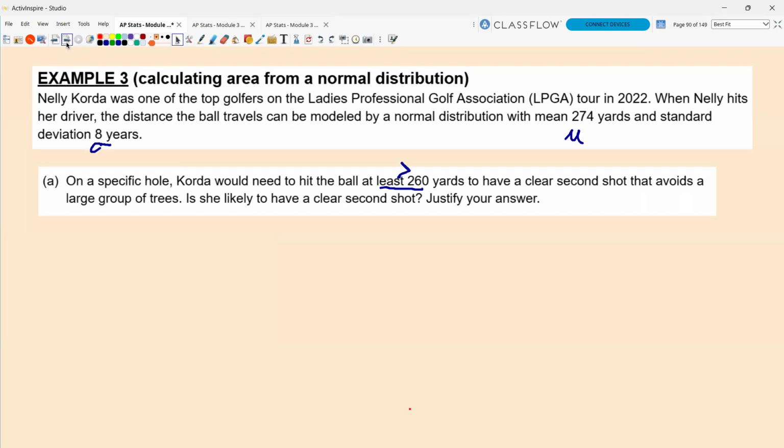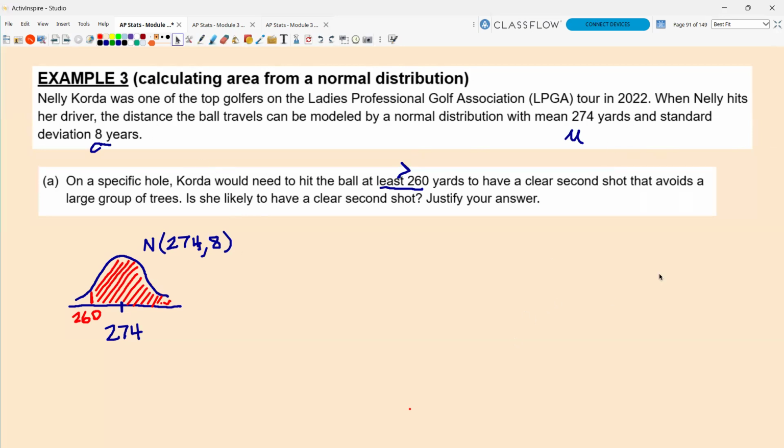So let's label the things we have. We have the mean, the standard deviation, and "at least" means greater than. We want greater than or equal to, but in this case, just greater than would be fine. So we're going to sketch out a normal curve, N(274, 8). Your boundary in this case is going to be on the low side, 260, because we're going at least, so greater than or equal to. So 260 will be below the mean. I'm going to write it over here and shade in this direction.